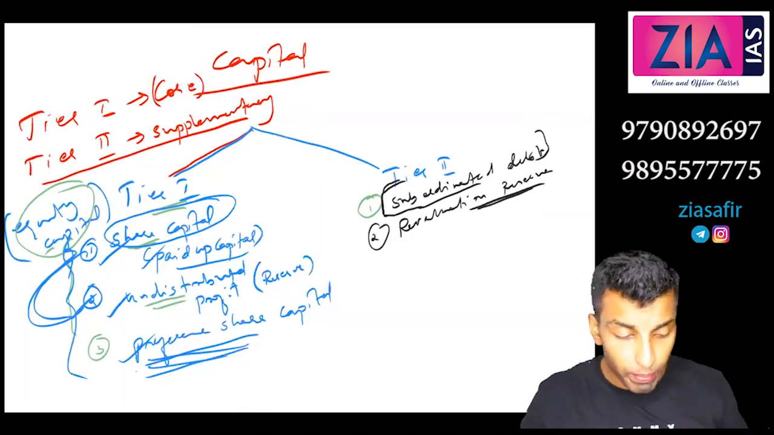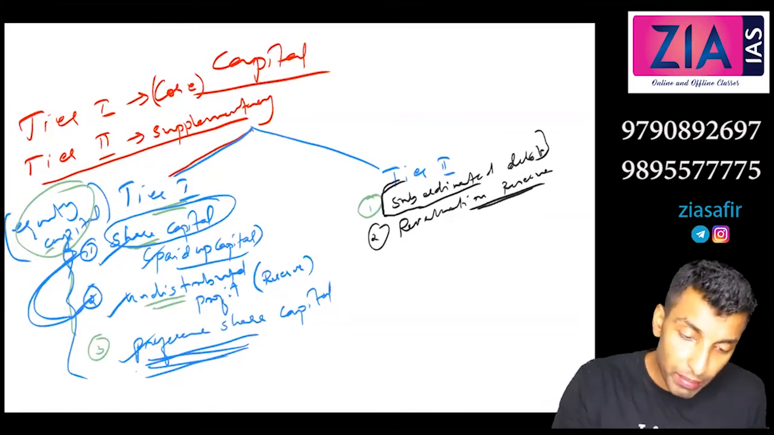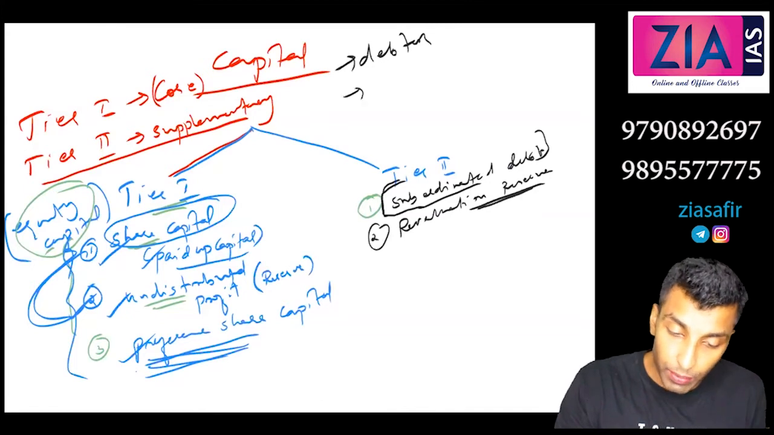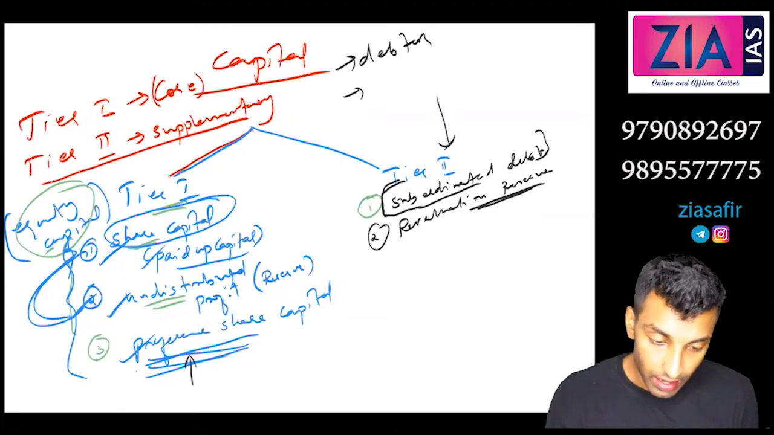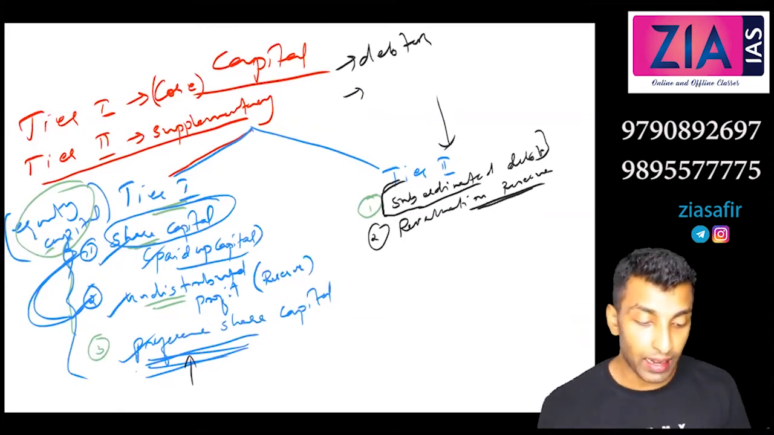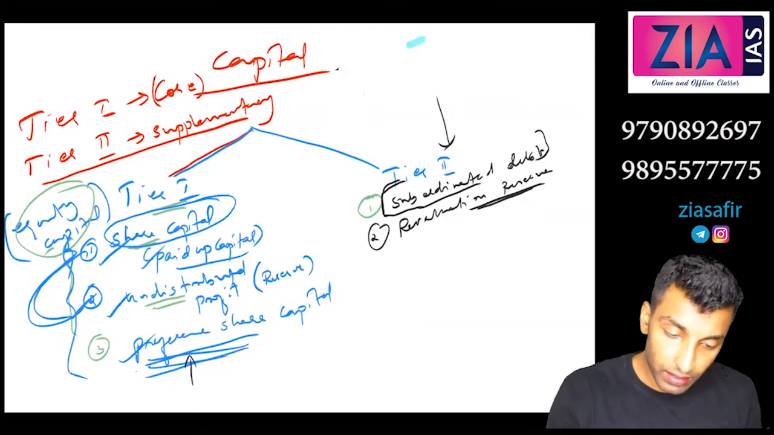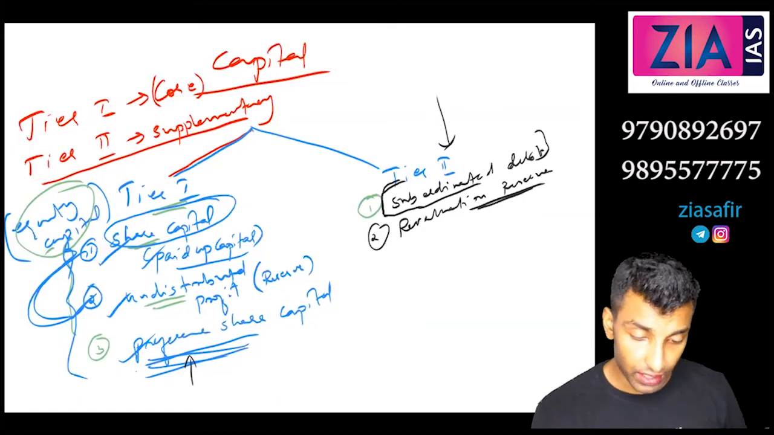If the bank goes bankrupt, whose claim will be met first? It is the debtors. Then comes subordinated debt, then comes the preference shareholders' rights, and finally the shareholders' rights. So here, in Tier 2 capital, subordinated debt will come, and revaluation reserve will come.